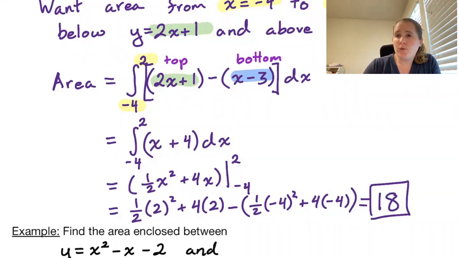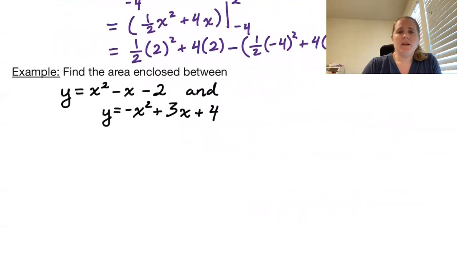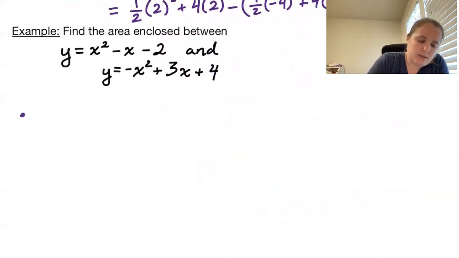We'll go ahead and do one more example. I apologize if this video is long. Let's go ahead and find the area enclosed between y equals x squared minus x minus 2 and y equals -x squared plus 3x plus 4. So again, the first thing we need to do is sketch the region.